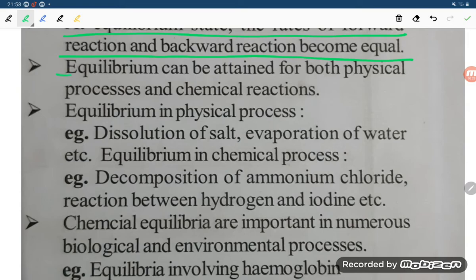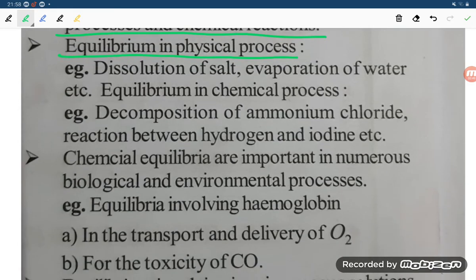The equilibrium can be attained for both physical and chemical processes. Whether it is a physical process or a chemical process, equilibrium can be achieved for both; there is no problem in any of the systems. Now, equilibrium in physical process: what is the meaning of equilibrium in a physical process? That we are going to understand.